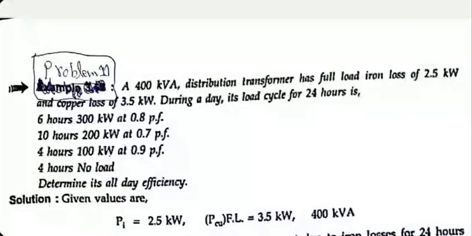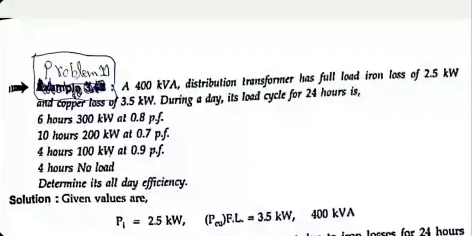A 400 kVA distribution transformer has a full load iron loss of 2.5 kilowatt. That means it will be the same for all loads. Iron loss will not change with load. And a copper loss of 3.5 kilowatt at full load. For other loads, it will change based on the square of the current.